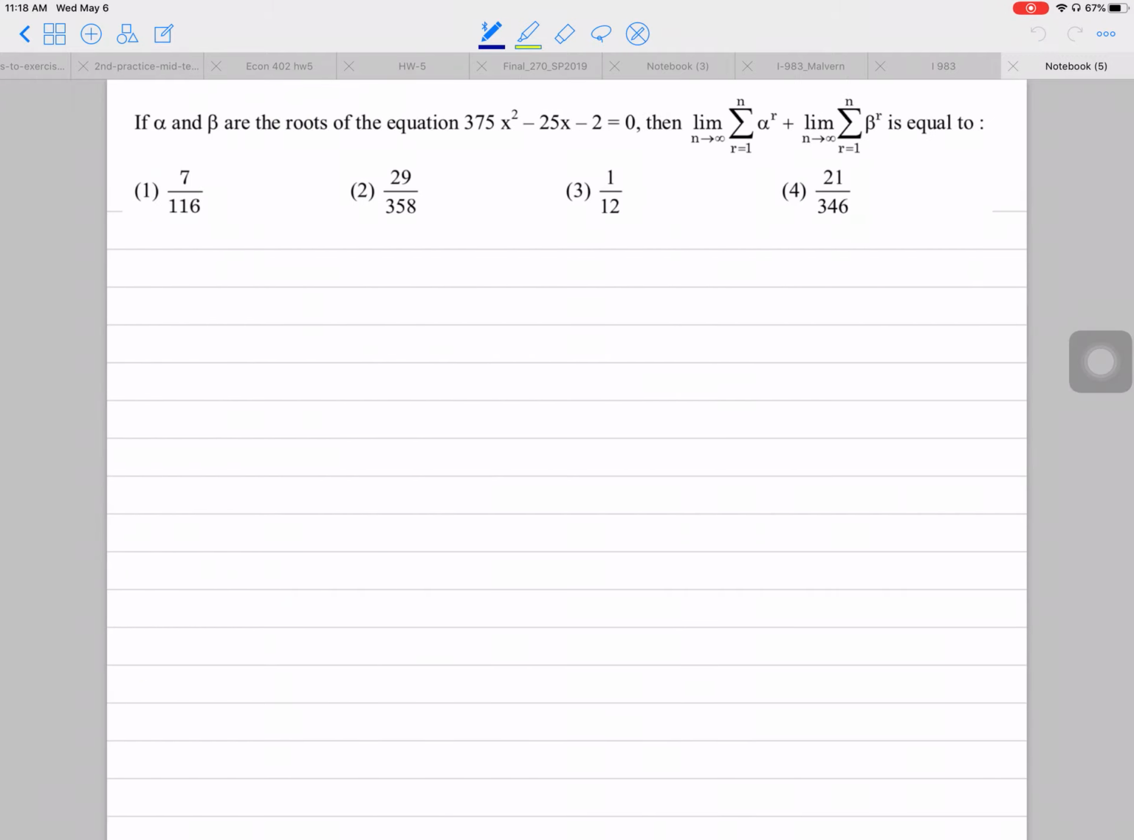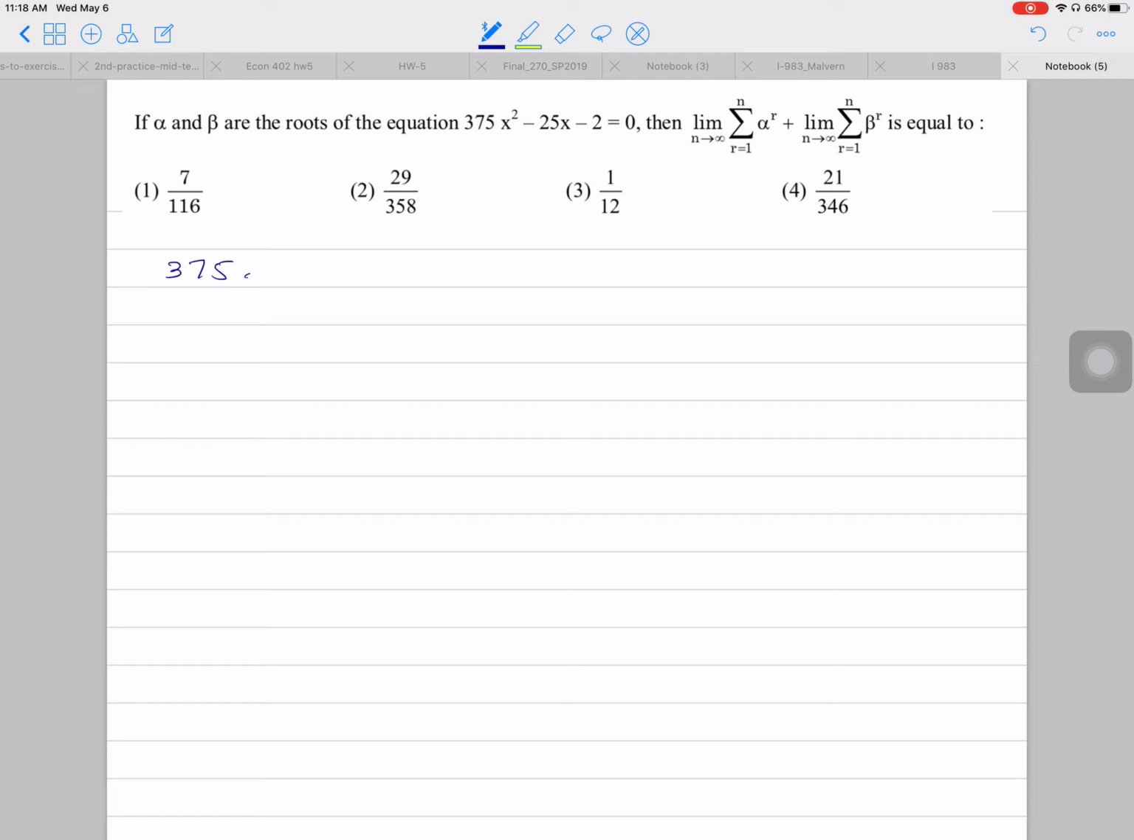If alpha and beta are the roots of the equation 375x squared minus 25x minus 2 equals 0, then limit n tends to infinity, the sum of alpha to the r, plus limit n tends to infinity, the sum of beta to the r is equal to. So this is an example from quadratic equation as well as limits and sequences.